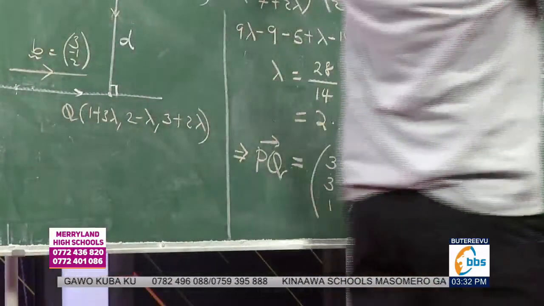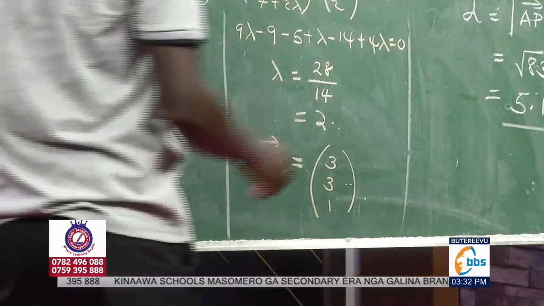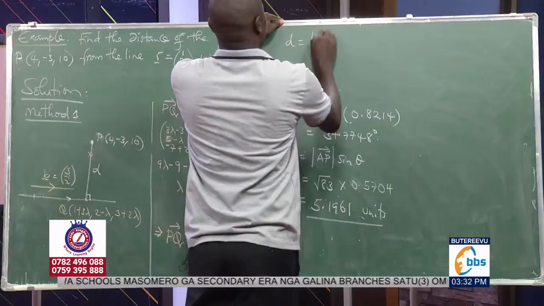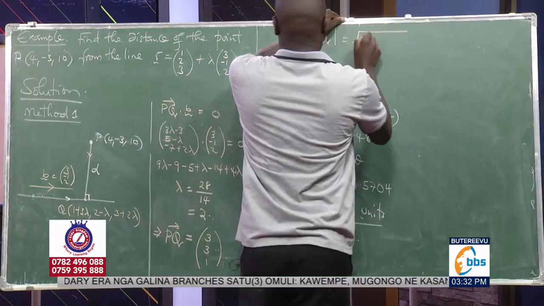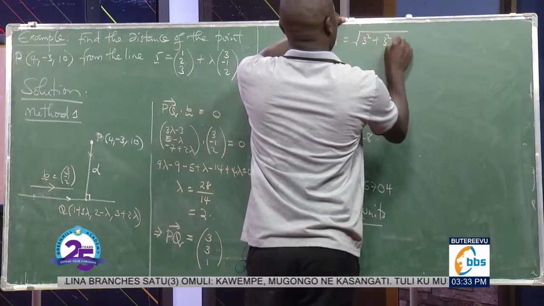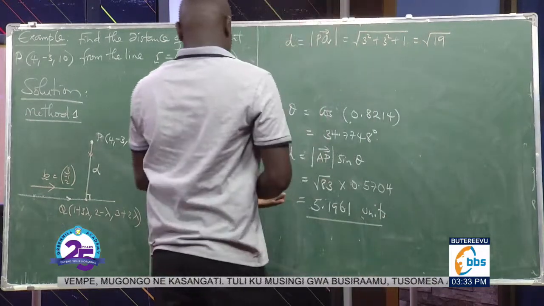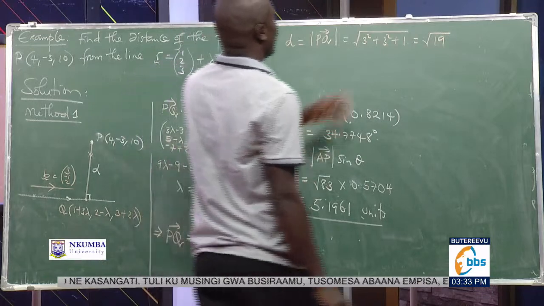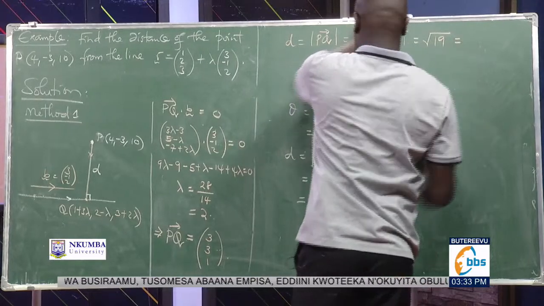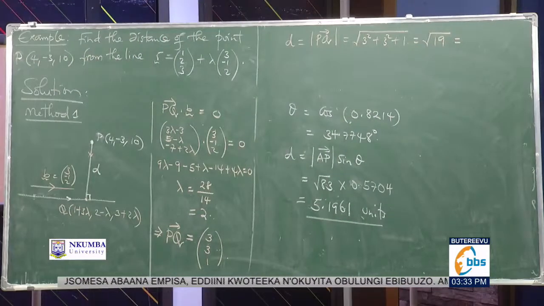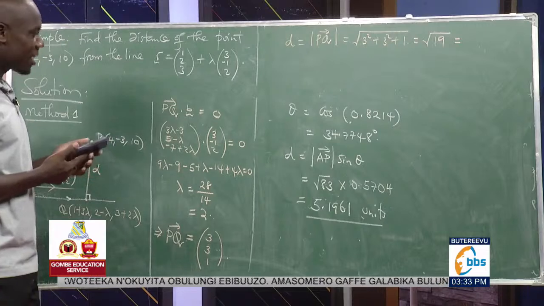Now we know that D, therefore, D is equal to the magnitude of PQ. And this is going to be the root of 3 squared plus 3 squared plus 1, which is equal to root 19. Oh, this is 9 plus 9, that is 18, plus 1 is 19. And I'm saying things are not agreeing. Again, I said there must be some small mistake in some subtraction and that kind of thing.